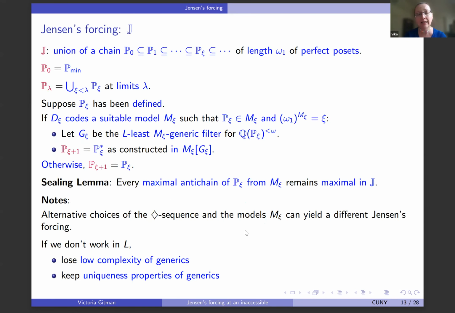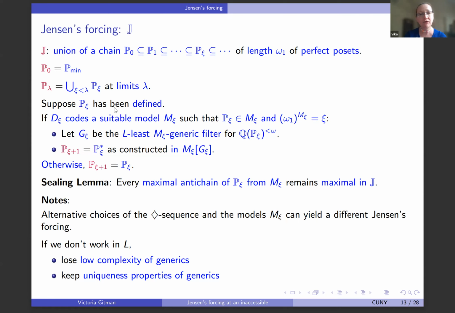Okay, so finally, here's the construction of Jensen's forcing, or at least the sketch of the construction. Okay, so we will build Jensen's forcing as the union of a chain of length omega 1 of perfect posets. We will start with the smallest perfect poset P min. At limit stages, we will simply take unions. So the interesting thing here is going to happen at successor stages, and this is where we will use diamond.